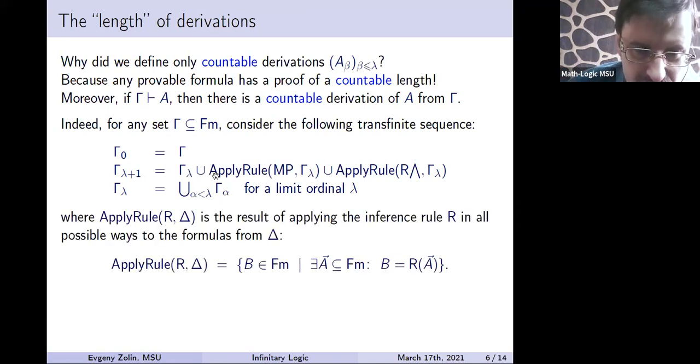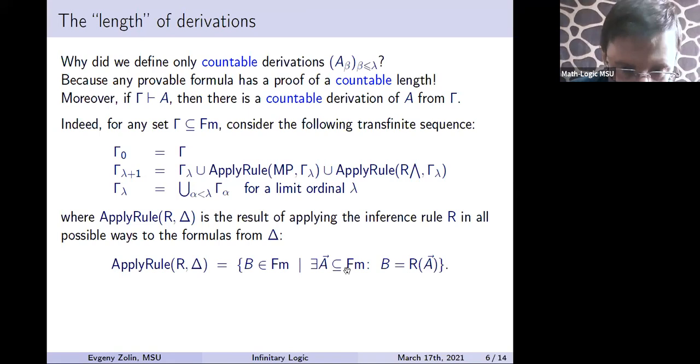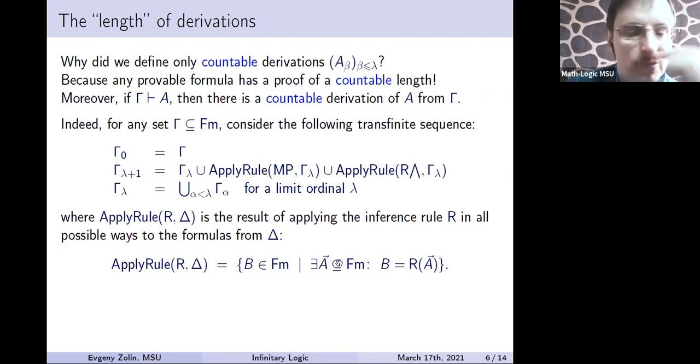So this notation apply rule means that we apply this rule R in all possible ways to formulas from delta. It should be delta here, not FM. So all formulas that can be obtained from some formulas from delta using the rule.